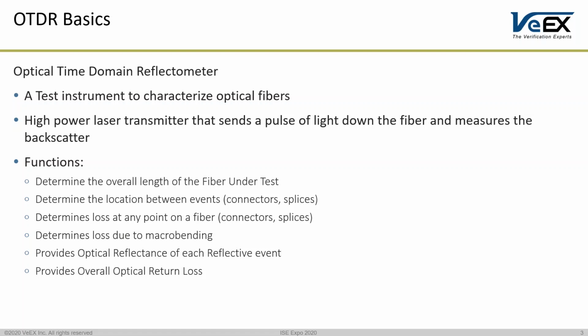And lastly, you can also document these results. VeEX provides a way to document it in a PDF format. The traces will be there. Your list of events will be there. And you can serve this as a birth certificate. So if months down the line, the fiber is no longer working, you can provide information on when the test was taken, showing that your test was good.